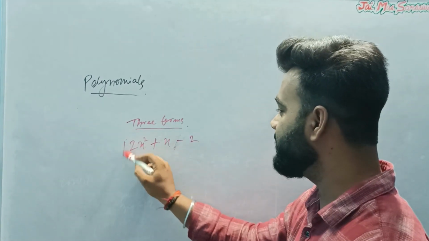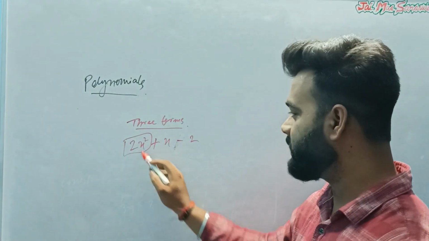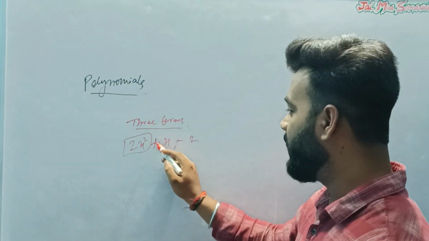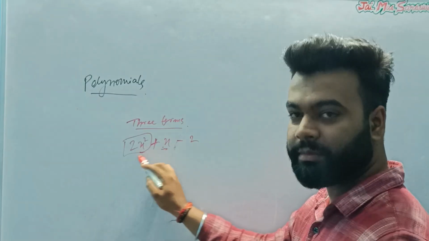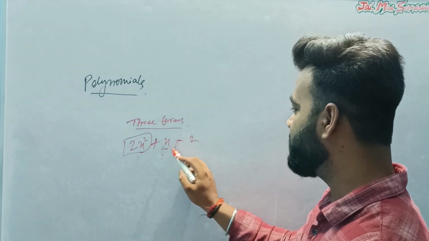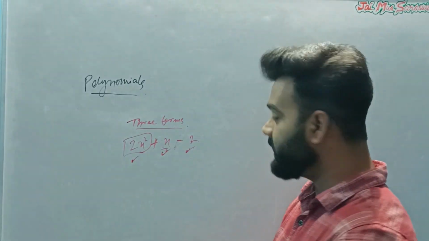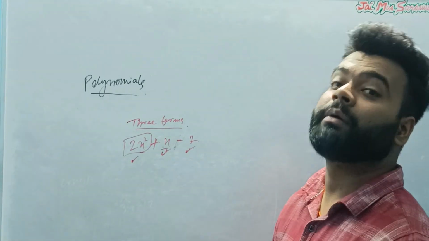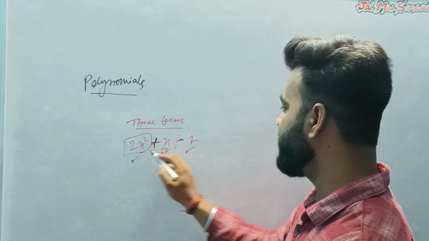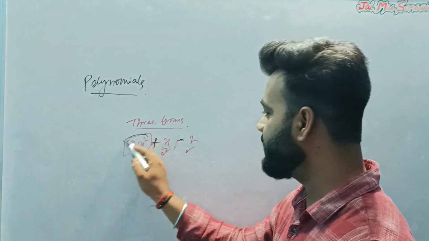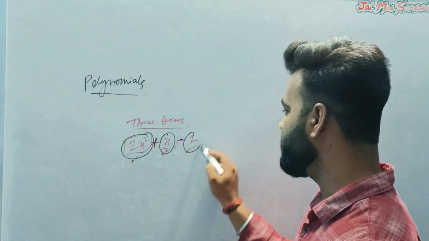Understood? So this entirely is one term because there is a sign of multiplication between them. When there is a sign of plus, these two are different terms, and when there is a sign of minus between these two, they are different terms. So one term, two terms, and three terms. So there are three terms because there are two fundamental signs between them, right? So this entirely is one term, this is the second term, and this is the third term.